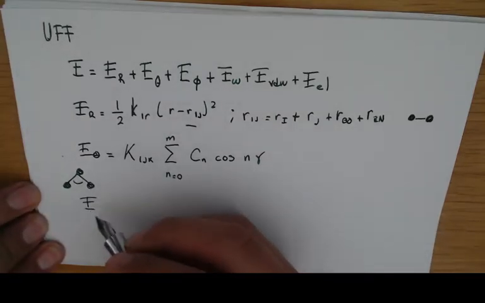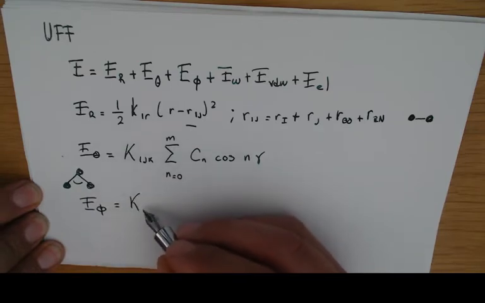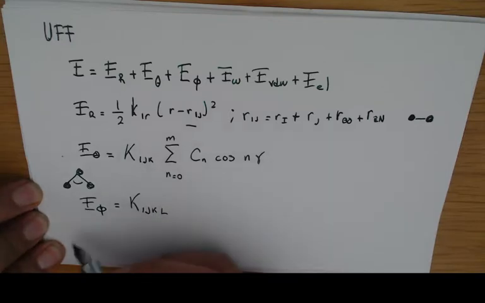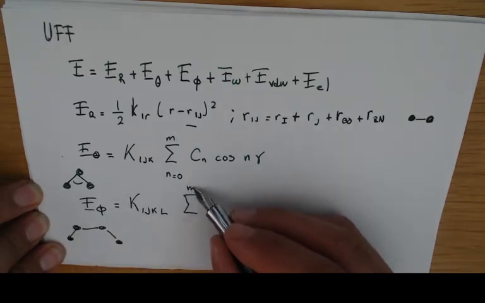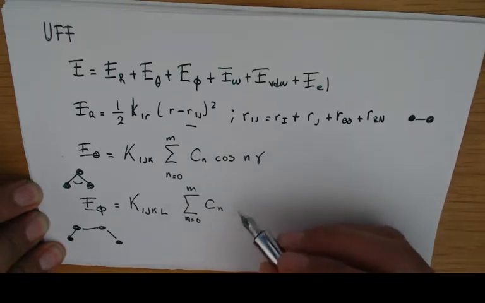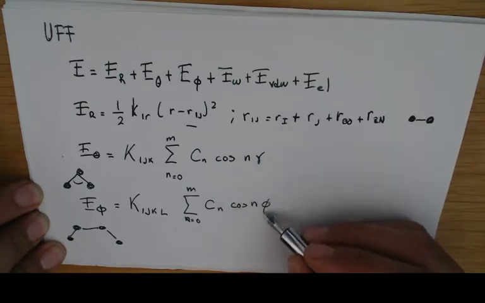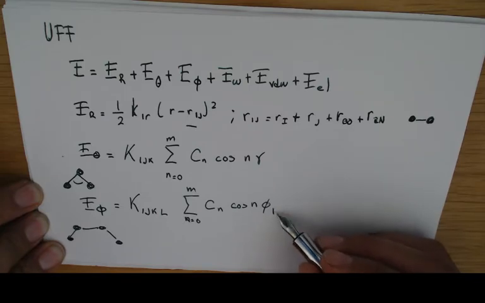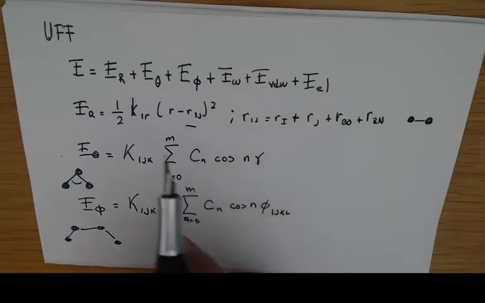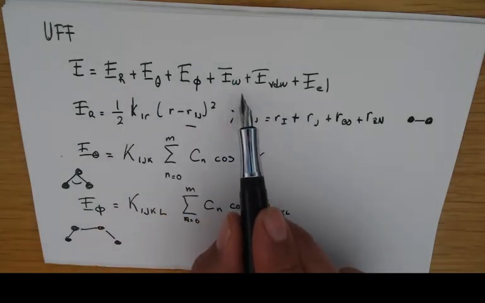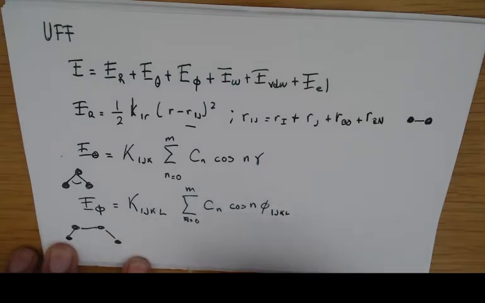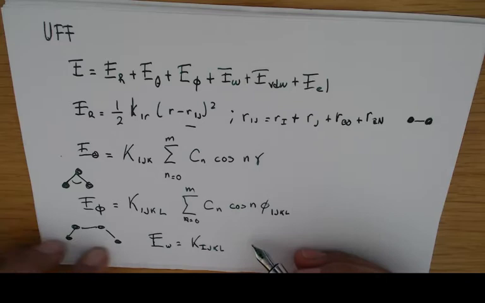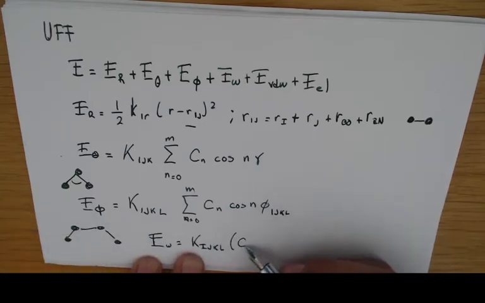Then we have the torsion, which is E phi, another K, another force constant, but this one involves 4 atoms. That's what we require to have dihedrals. It has a very similar form to the one for the angle bends. Then we have 1, 2, 3 terms. The fourth, E omega, is also a similar equation in the sense that it contains cosines, but it's a little bit bigger. It also involves dihedral angles, that is, the bonded interactions between four atoms.